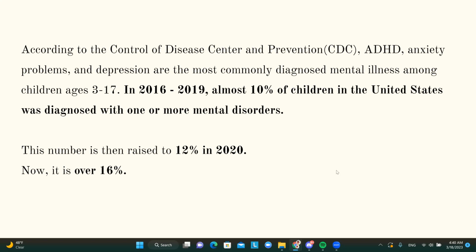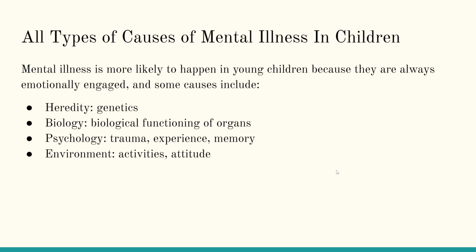So the causes of mental illness in children include some of the following. Mental illness is more likely to happen in young children because they are always emotionally engaged in things, unlike adults who have more logical senses. Some causes include heredity, which in this sense means genetics. Parents with a history or current diagnosis of mental illness may pass it on to their children.